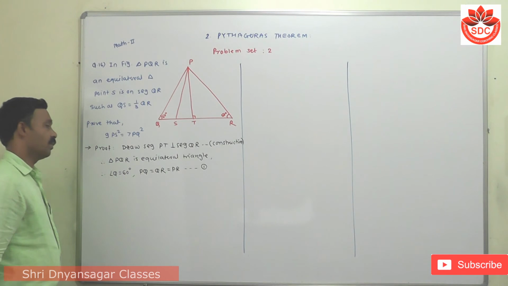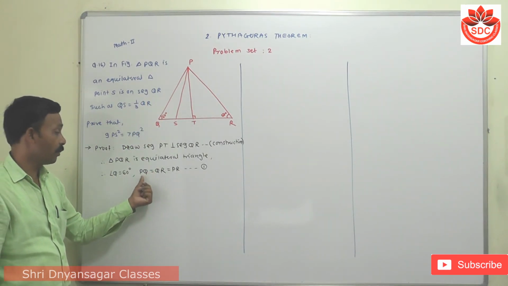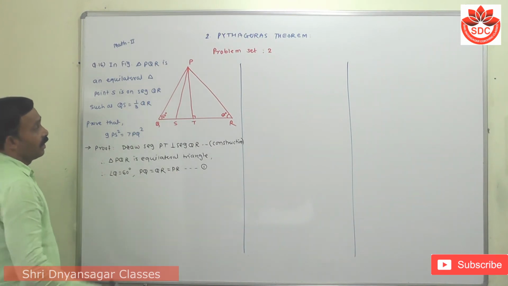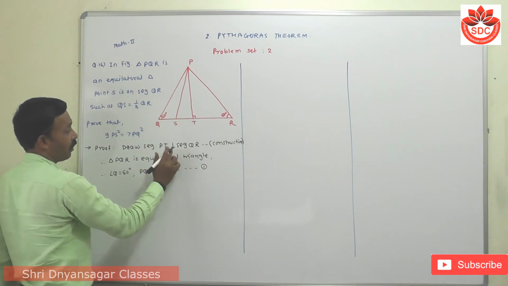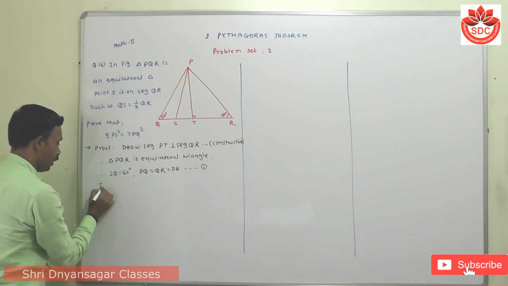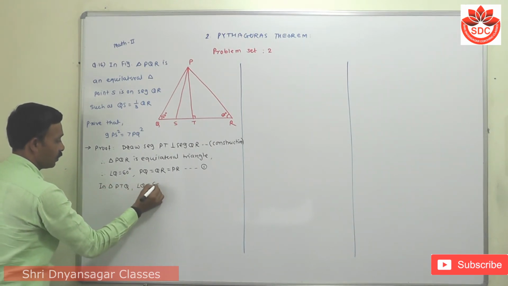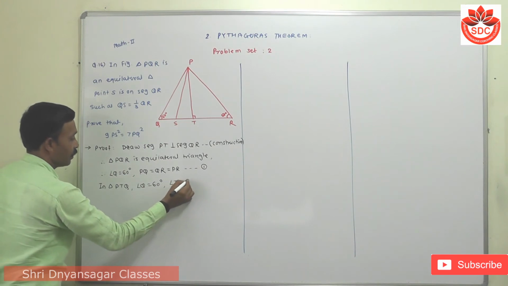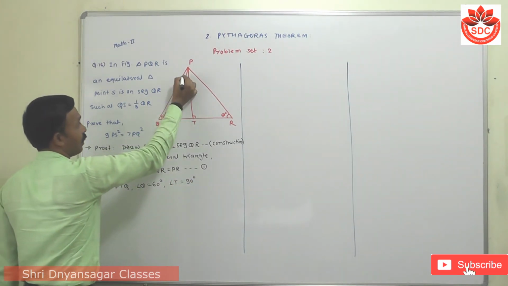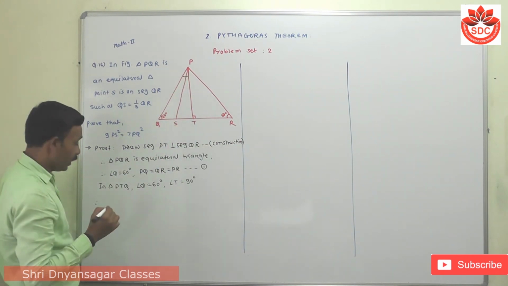Suppose this is our equation number first: all sides of the equilateral triangle are equal. Look carefully. PQ is equal to QR is equal to PR. Then here PT is perpendicular on QR. Then we take this triangle PTQ. So in triangle PTQ, angle Q is equal to 60 degrees, angle T is equal to 90 degrees. We have to find its remaining angle, meaning this angle. All of you know that the sum of all angles of a triangle is 180 degrees.